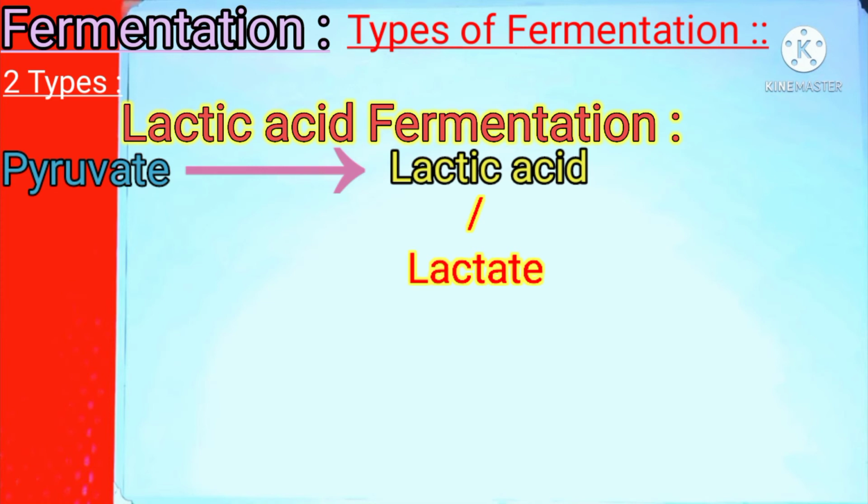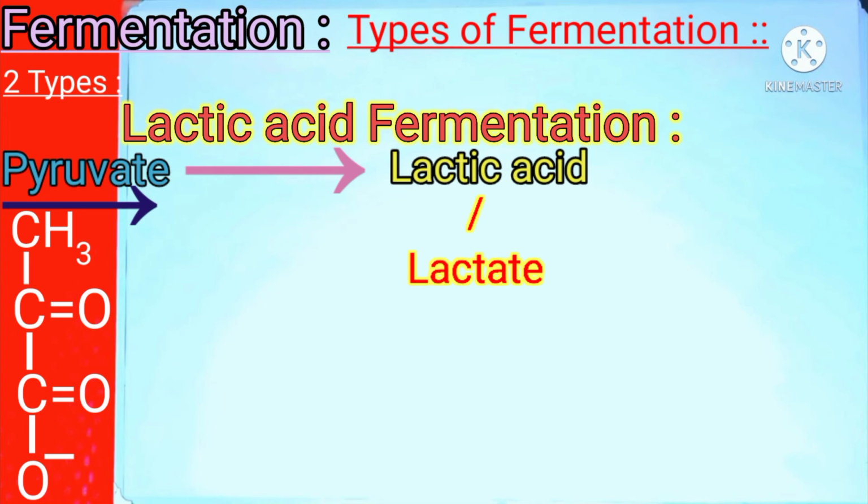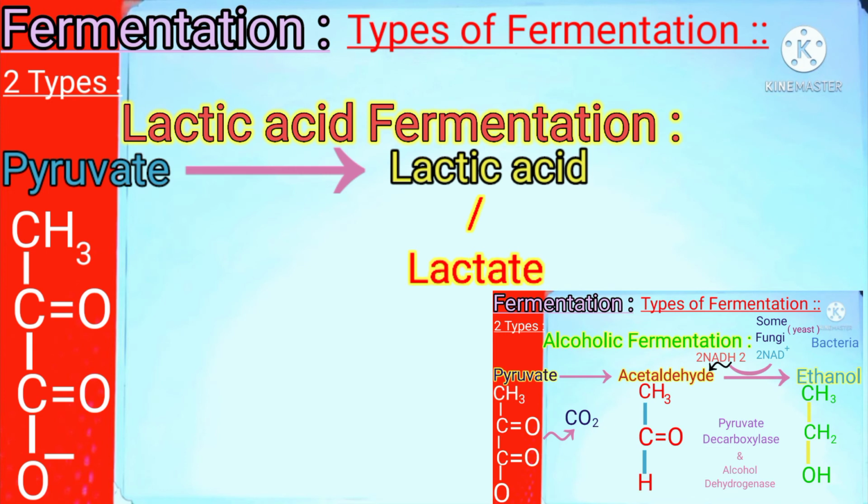We can also understand lactic acid fermentation with the help of an equation. Suppose we have a pyruvate molecule. This is the chemical formula of pyruvate. Students, keep this important point in your mind: during lactic acid fermentation, a carbon dioxide molecule is not removed from the pyruvate molecule as we have seen during alcoholic fermentation. During alcoholic fermentation, we removed a carbon dioxide molecule from the pyruvate, but in lactic acid fermentation, carbon dioxide is not removed from the pyruvate.